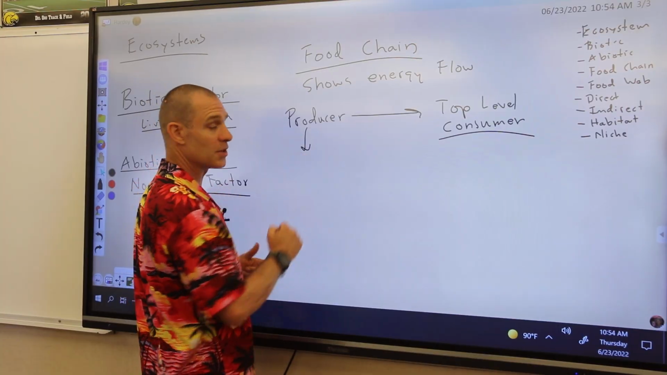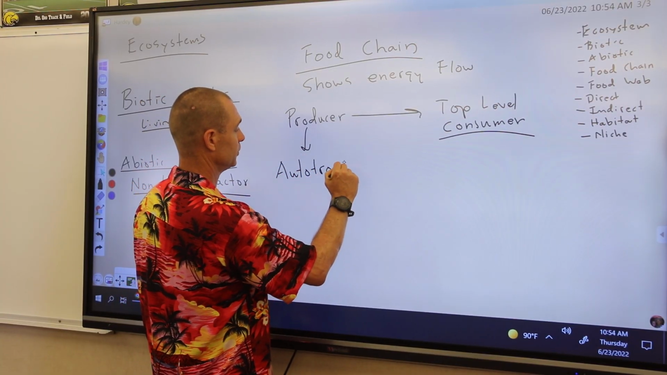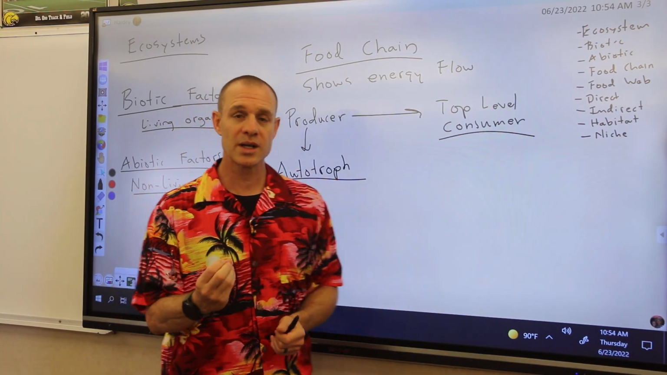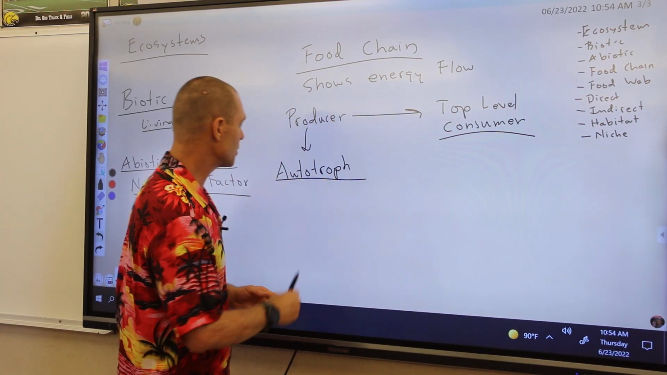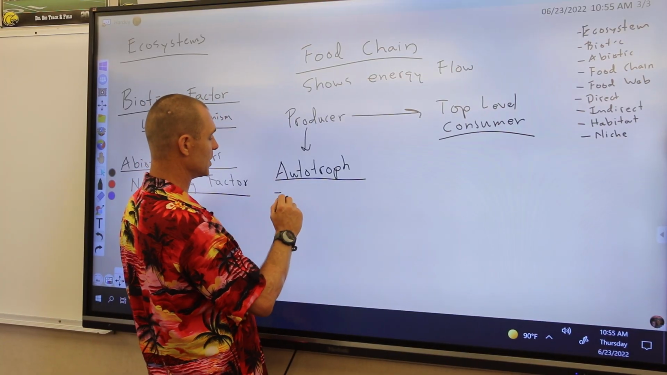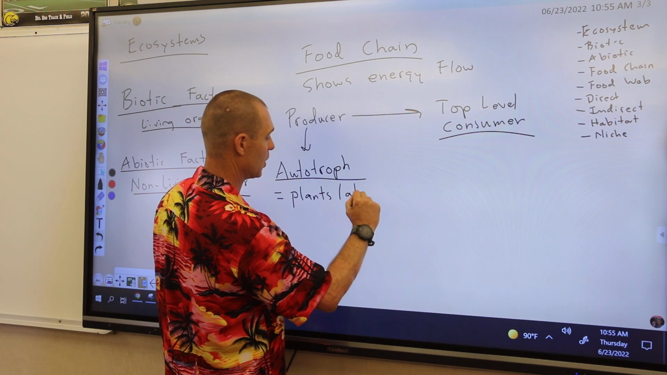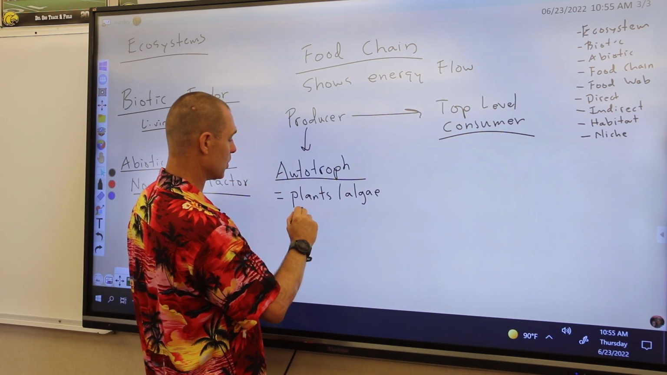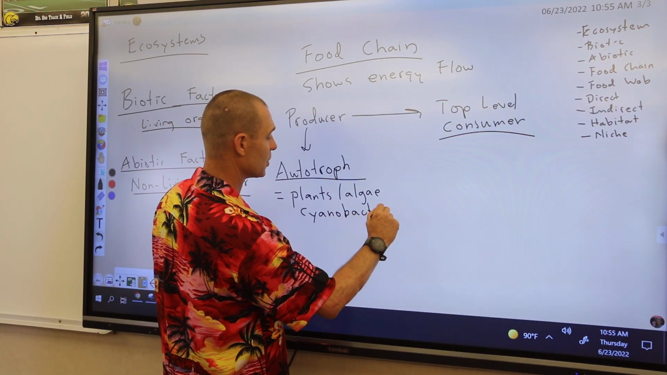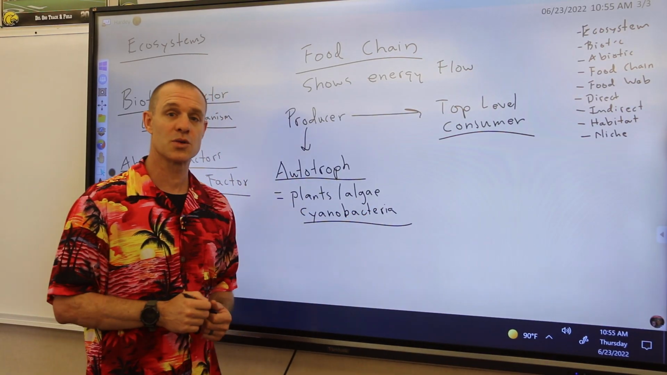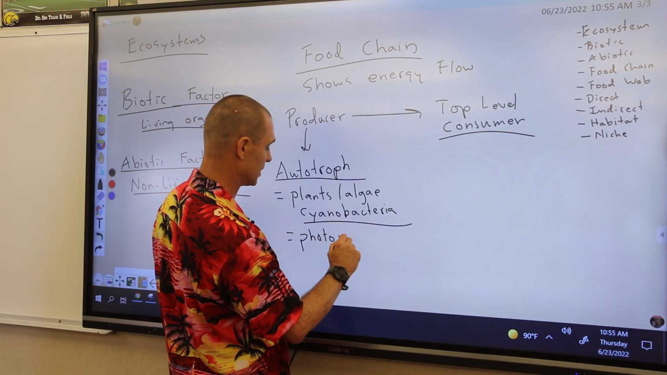A producer, also known as an autotroph, represents an organism that's capable of making its own energy source, food source. These are your plants, your algae, sometimes what we call cyanobacteria. These are all examples of autotrophs because they're able to do some sort of photosynthesis.